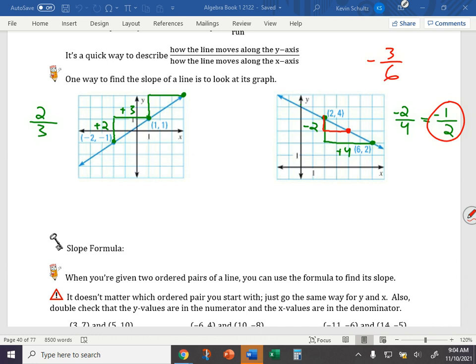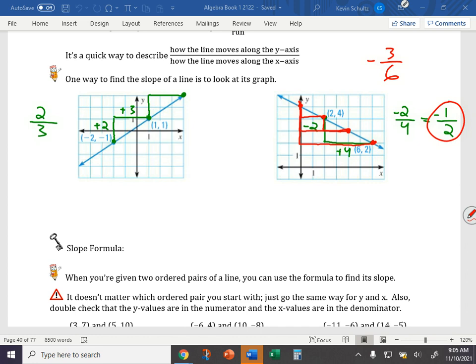If we start at this point here, because it crosses through a corner, and go down 1 over 2, we're back on the line again. We go down 2 over 4, we're back on the line again. We go down 3 over 6, we're back on the line again. Okay? Slope is a rate for how the line moves across the coordinate plane, and you can get to any point on a line by using the slope.